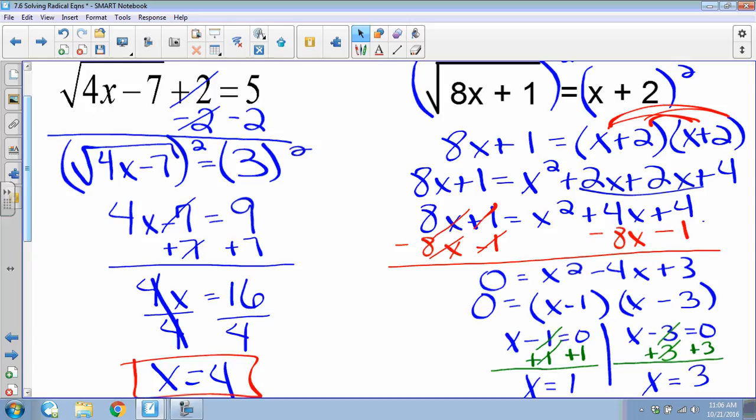I plugged in 1. 8 times 1 is 8, plus 1 is 9. Square root of 9 is 3. 1 plus 2 is 3. 3 equals 3. That one's good. And then you plug in 3. 8 times 3 is 24. Plus 1 is 25. Square root of 25 is 5. You got it? And then 3 plus 2 is 5. So you get 5 equals 5. So both solutions work.